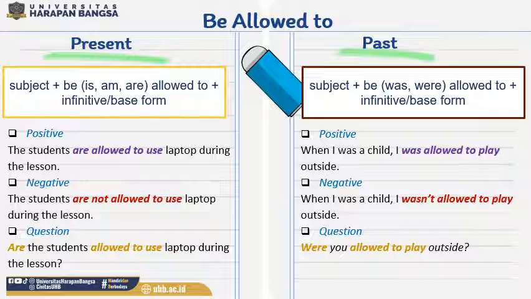Untuk negatif, kita tambahkan not saja setelah to be. When I was a child, I wasn't allowed to play outside. Boleh disingkat wasn't, atau tidak disingkat juga boleh was not. When I was a child, I was not allowed to play outside. Untuk question, sama ya, to be kita taruh depan. Were you allowed to play outside? That's it.